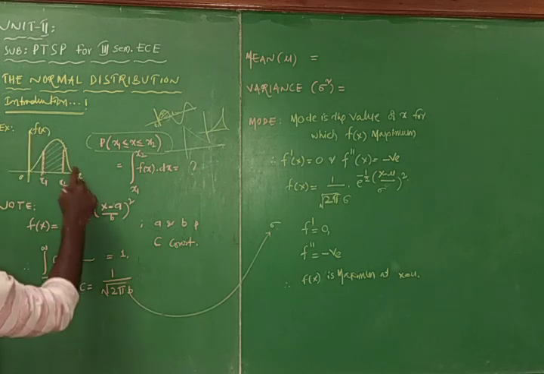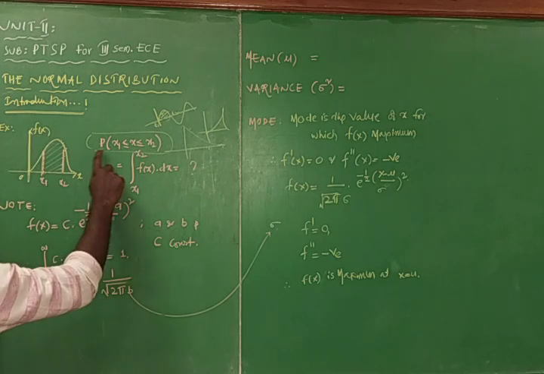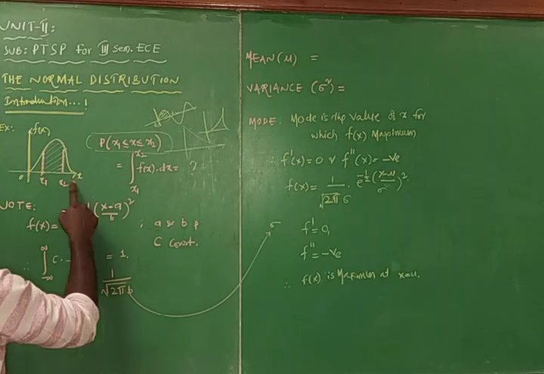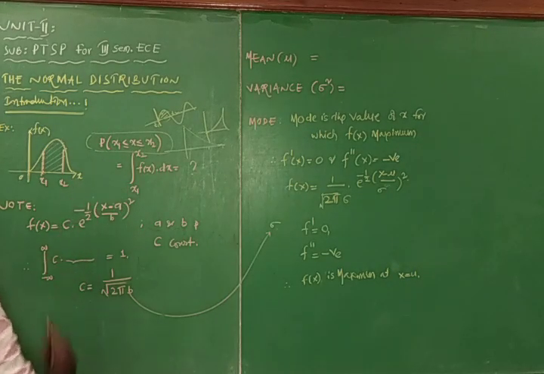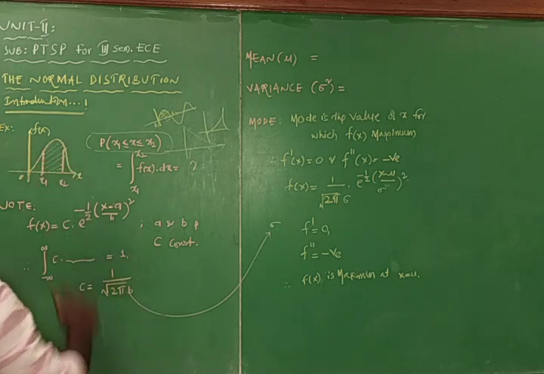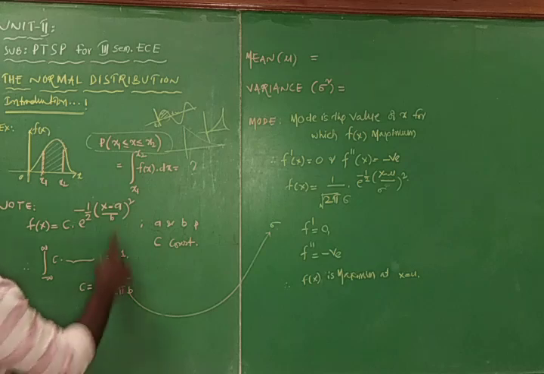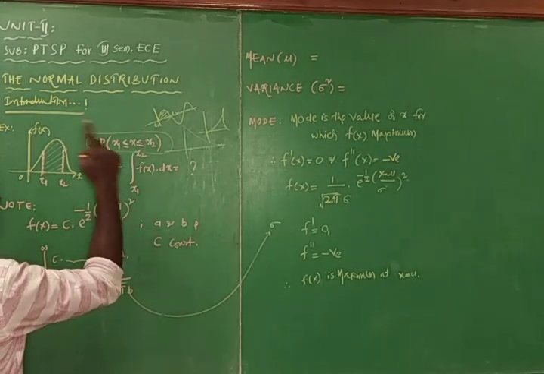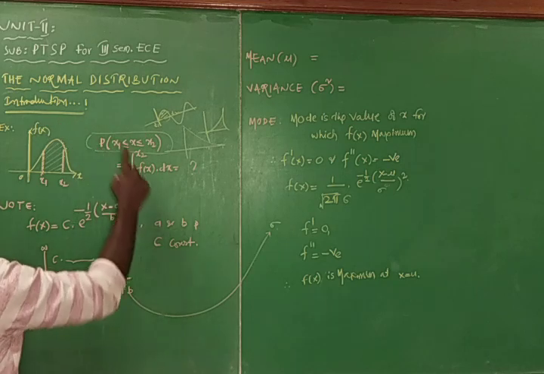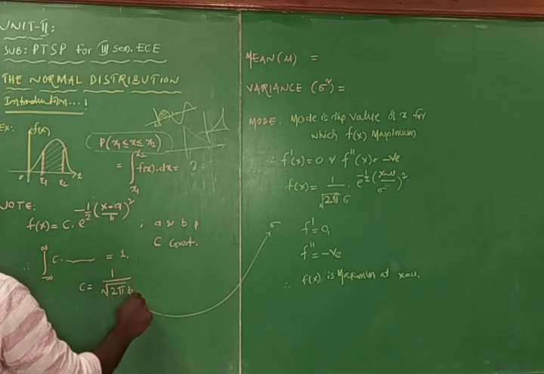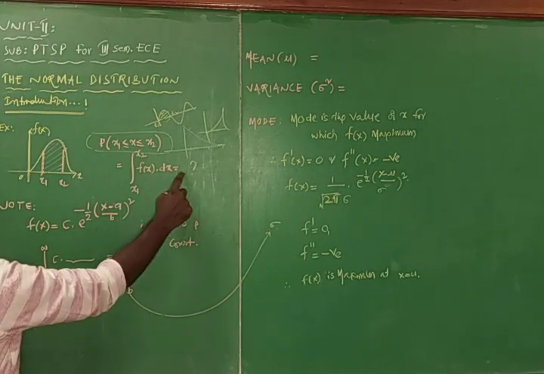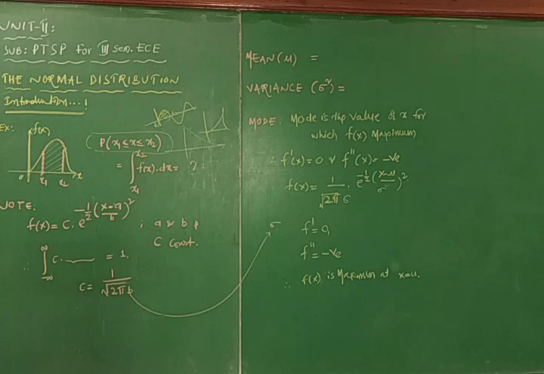So this is f of x versus x, and the probability of the density function from x1 to x2. x1 may be anything and x2 may be anything, but they have to be continuous in nature, then only we can apply the normal distribution. The probability of x1 less than or equal to x less than or equal to x2 is given by the integral from x1 to x2 of f of x dx.